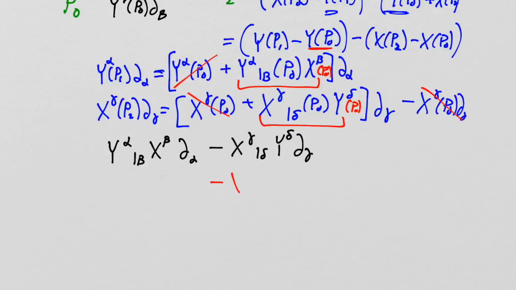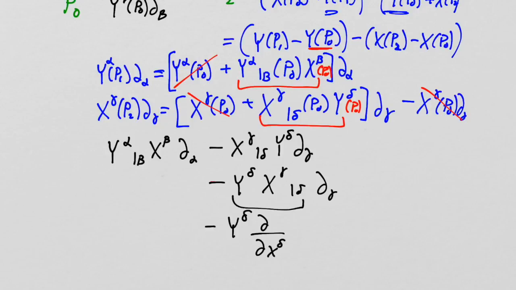I could have written this as minus y delta x gamma partial delta partial gamma. That's fine. You want to keep this at the end because that's an operator waiting for some kind of function to operate on. But these two are just functions, so you can swap them out. And then you can write that as y delta partial x delta of x gamma. And remember, since x gamma is a function on spacetime, that derivative makes perfect sense.